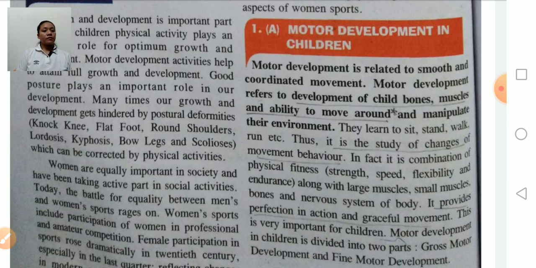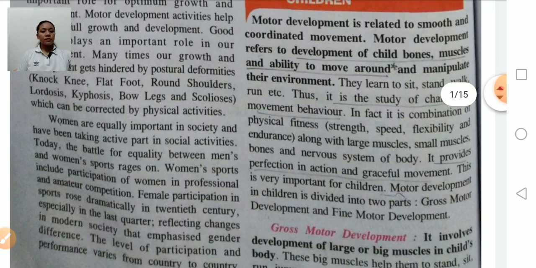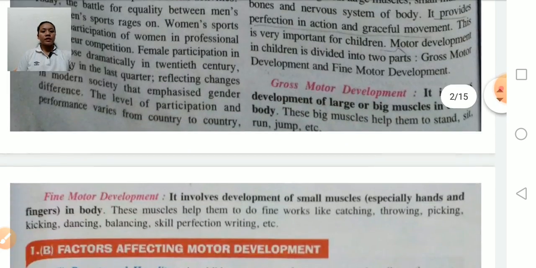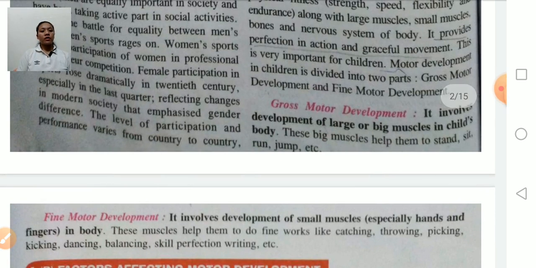Motor development helps children to sit, run, walk, and so on. If there is motor development in children, then the child is able to run, walk, jump, write, etc. Motor development provides perfection in actions and graceful movement. In a child, motor development is divided into two parts: gross motor development and fine motor development.